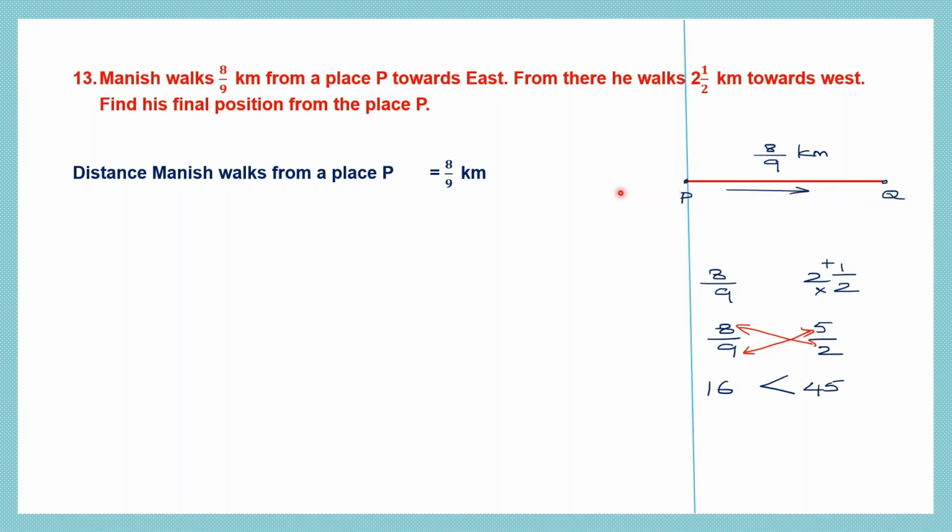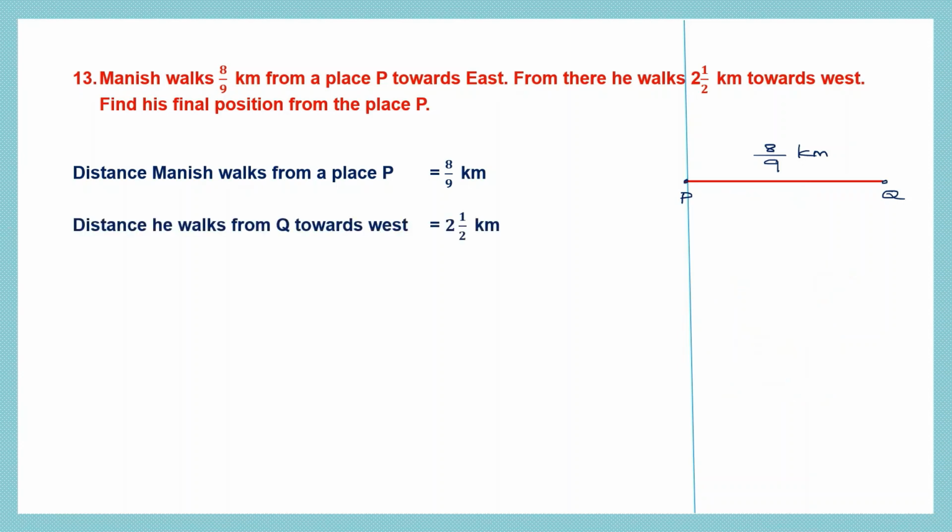So let's do that with the help of a statement and a figure. The distance he walks from Q towards the west is 2.5 kilometers. And now we found 2.5 is greater than 8 by 9. This much is 8 by 9, so 2.5 will be more than that. So let's draw that. This is 2.5, more than that. So what are all the points here? We have Q here. He started from Q. He has gone beyond P to a point which is his final position. So let's name this R.